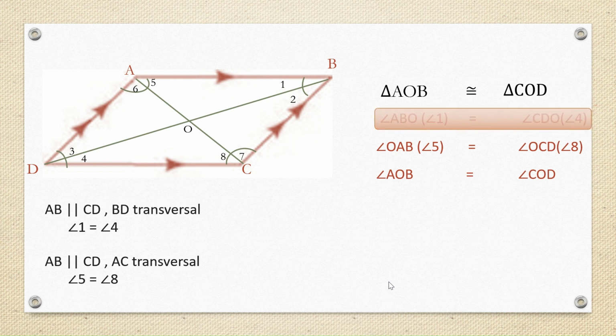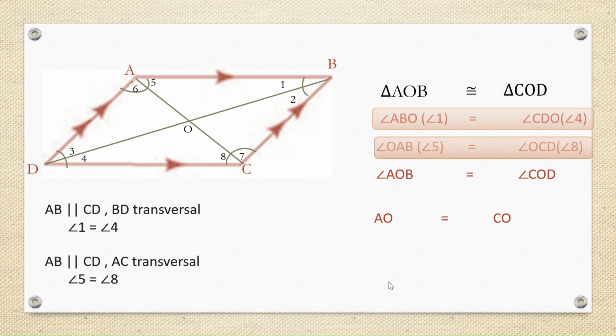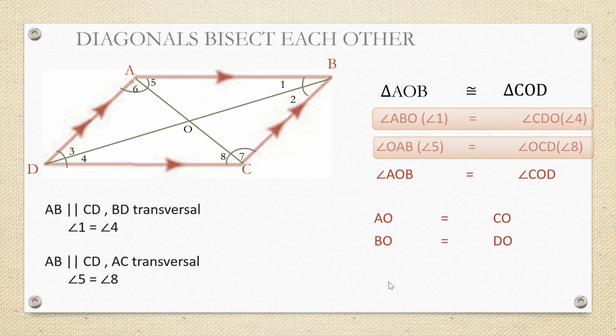Now when we apply the congruency to the sides, the side opposite to angle 1 is AO, and to that of angle 4, the side is CO. AO equals CO, which means the AC diagonal got bisected at the point O. Now for angle 5 equal to angle 8, the side opposite to 5 is BO, opposite to 8 it is DO. So BO equals DO, which means the diagonal BD got bisected at point O. Hence we can tell that the diagonals bisect each other in a parallelogram.